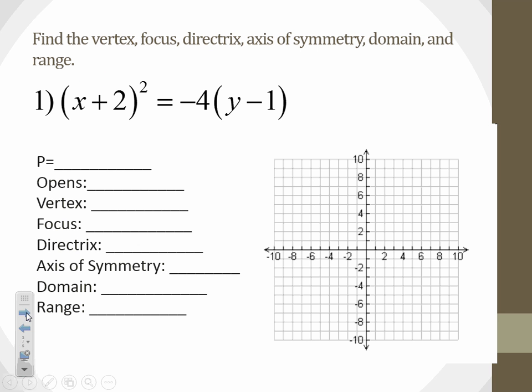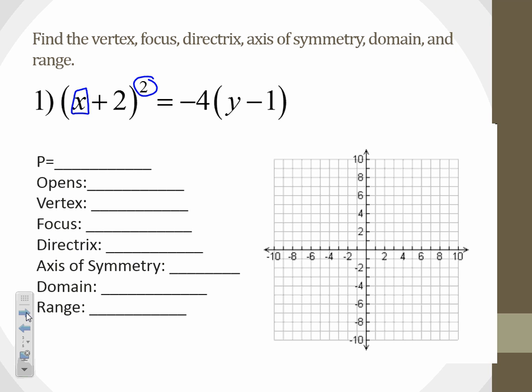This is example 1. We need to find the vertex, focus, directrix, axis of symmetry, domain, range, all the key features of this parabola. So what we see here is we have (x plus 2) squared equals negative 4 (y minus 1). If we take a look at this and try to figure out what is happening, the first thing I'd like you to notice is that the x is in fact squared. So we know that this parabola is going to either go up or down.